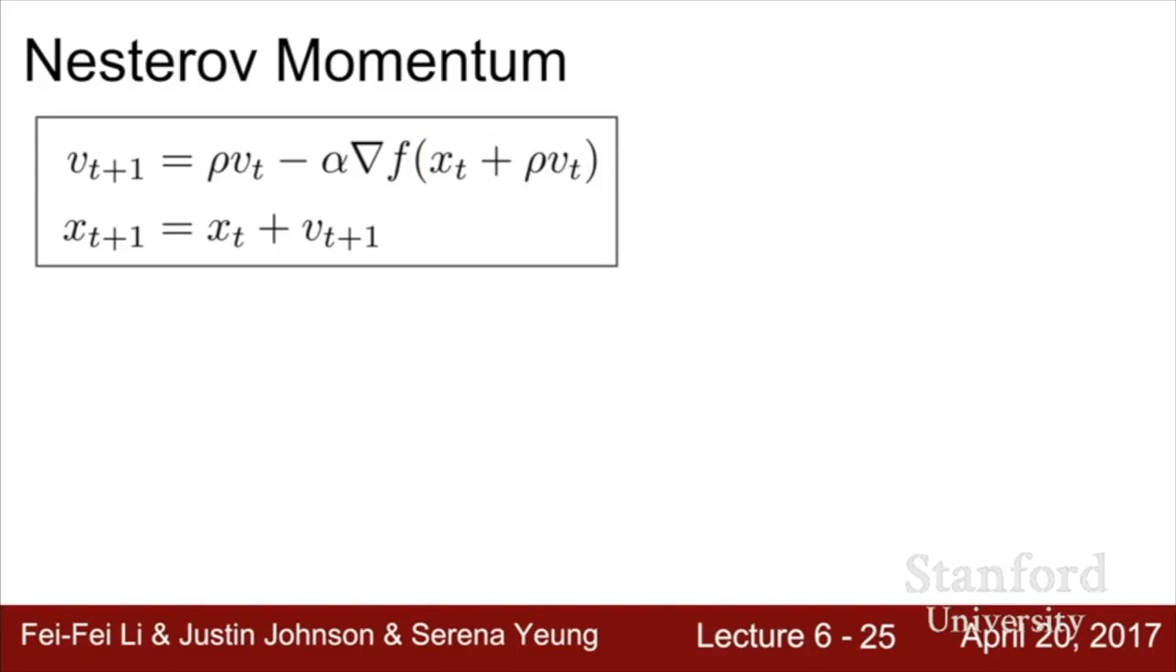Question? Oh, sorry. So the question is, what's a good initialization for the velocity? And this is almost always 0. So that's not even a hyperparameter. Just set it to 0 and don't worry.